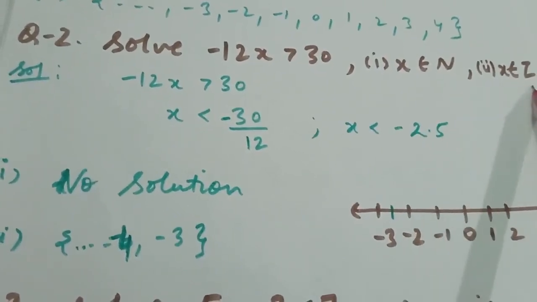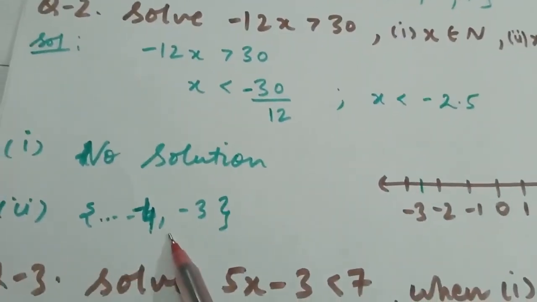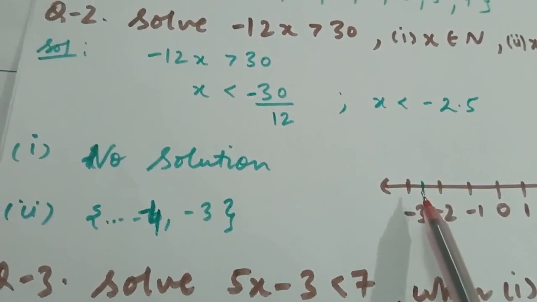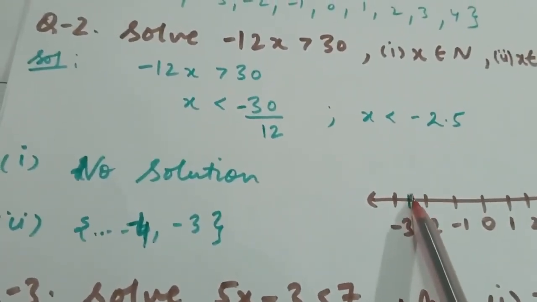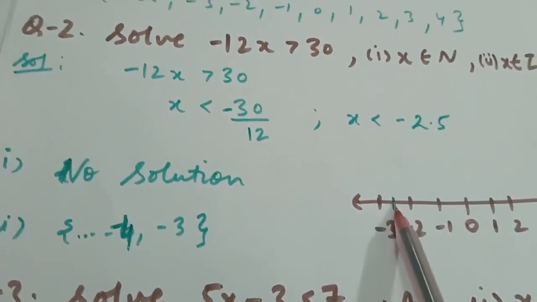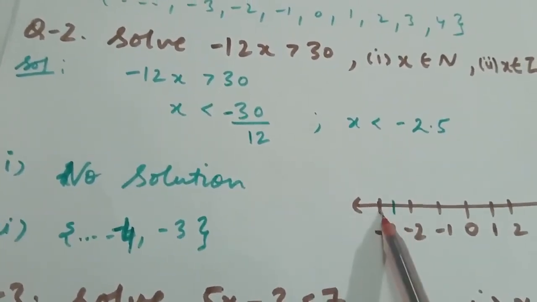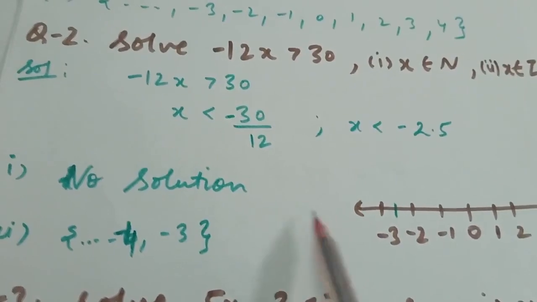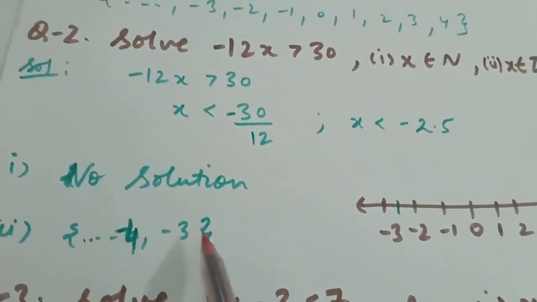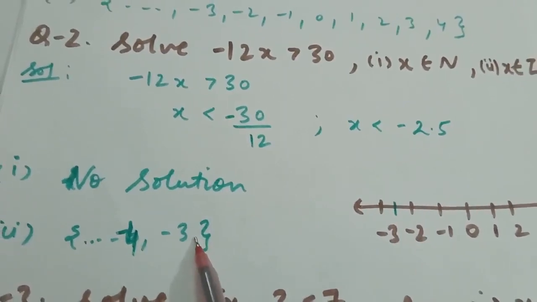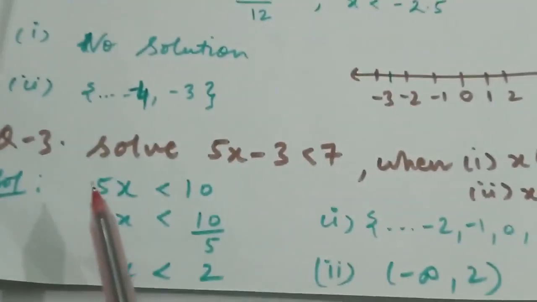Secondly, x belongs to integers. Which integers will come? Those which are less than minus 2.5. So minus 2.5 is here. The integers less than minus 2.5 are minus 3, minus 4, minus 5 and so on. So all the negative integers up to minus 3 will come. Clear?